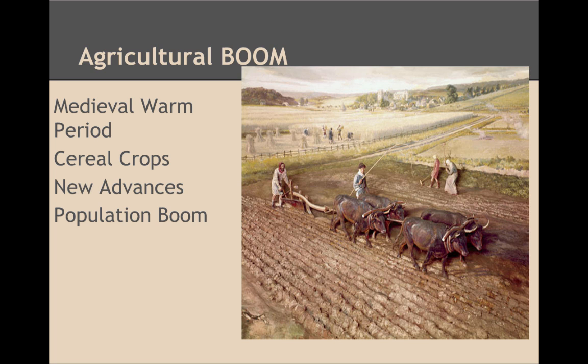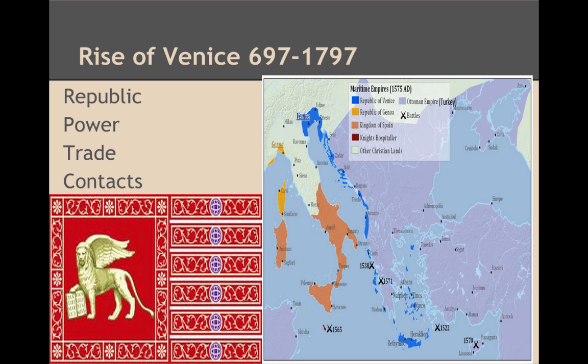And as a result, once again, just like we talked about in ancient times, as you start getting bigger populations, guess what? Everybody doesn't have to be a farmer. And as a result of that, we will start seeing people look to trade. And the group that was really on the forefront of this was the Republic of Venice. Yes, Venice. It was a republic. It lasted from 697 to 1797. People don't realize that this area lasted for 1,000 years.